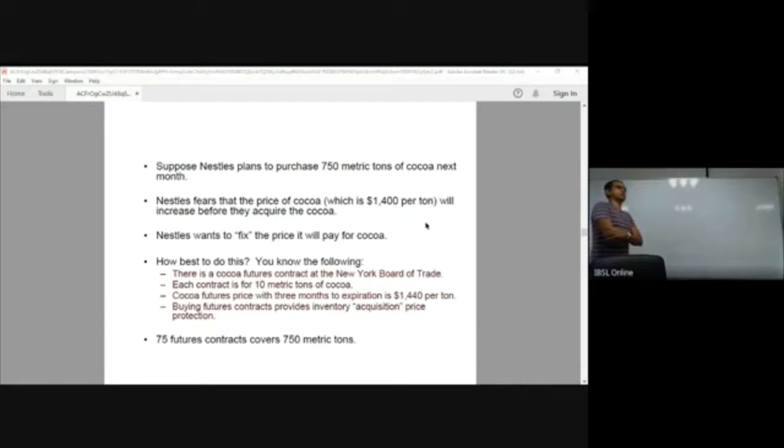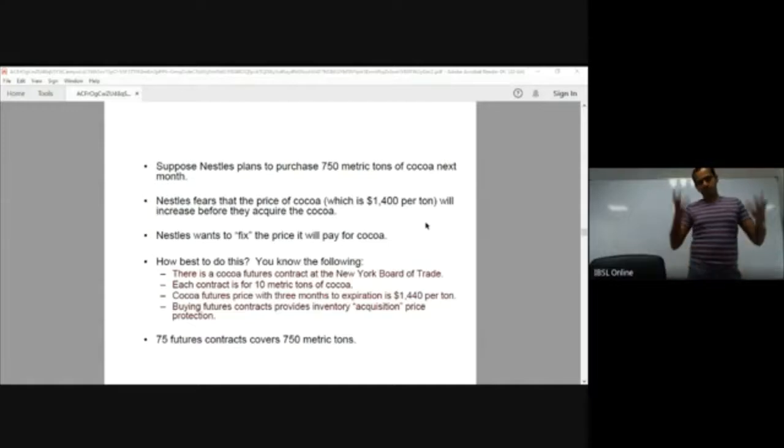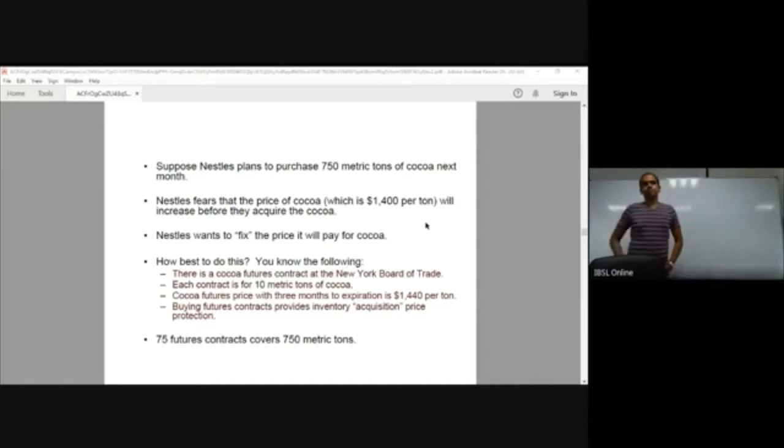If you want to buy a vehicle and you postpone your decision until next month, and all of a sudden the price goes up, you will lose. Nestle fears that the price of cocoa, which is $1,400 per ton, will increase before they acquire the cocoa. They want to fix the price it will pay for cocoa.